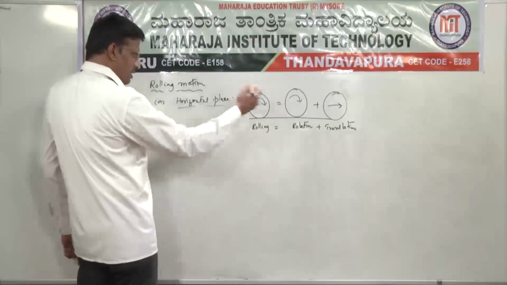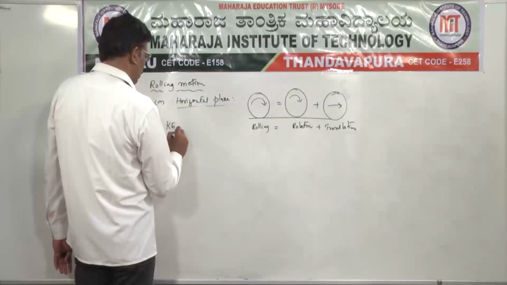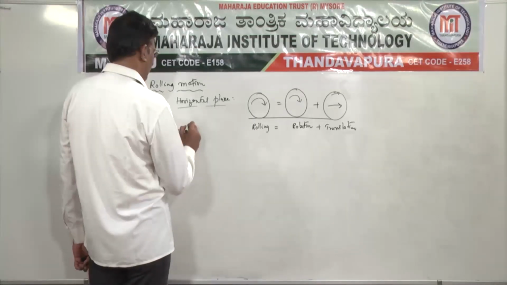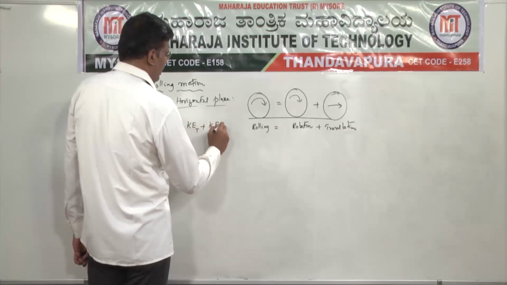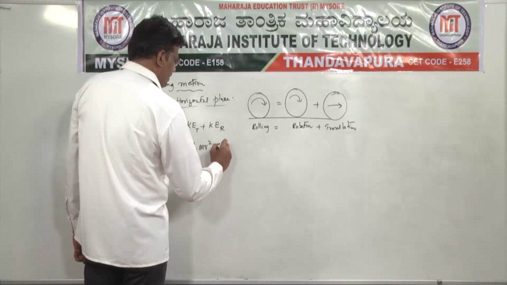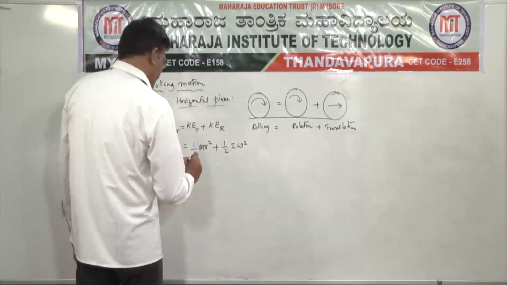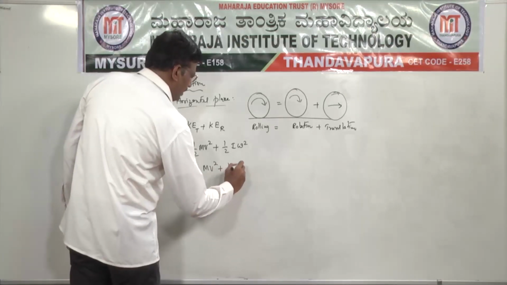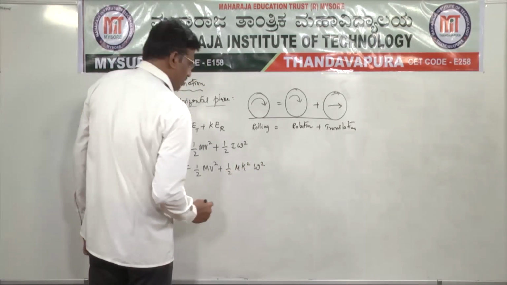When a body is rolling on a horizontal plane, consider the kinetic energy of the rolling body. Remember, here small r stands for rolling and I am writing capital R for rotation. So it is translational KE plus rotational KE. We know translational KE is half mv², plus rotational KE, which we discussed in this session, half I omega². Again I is equal to mk², so half mv² plus half mk² omega².